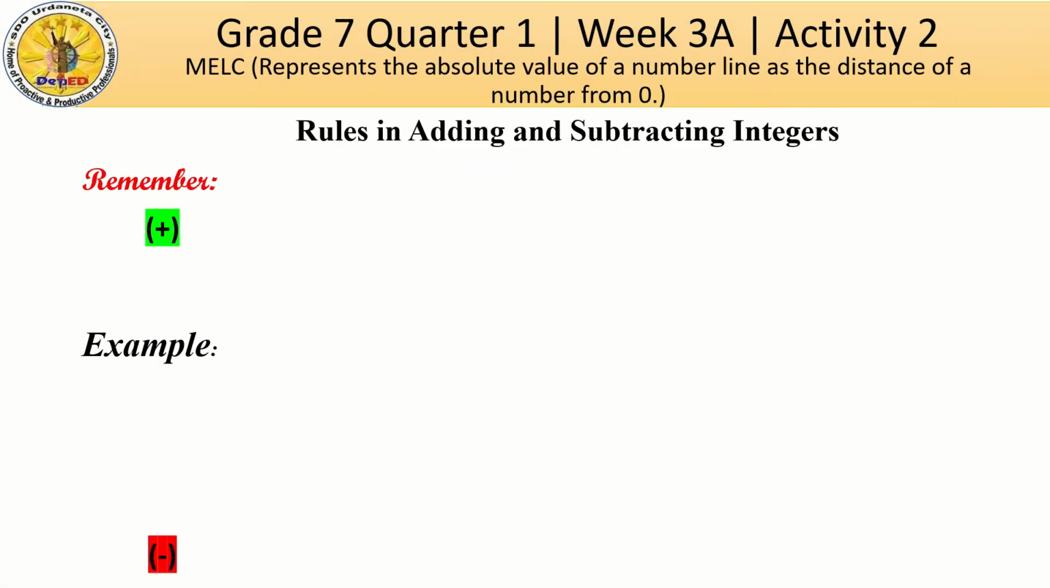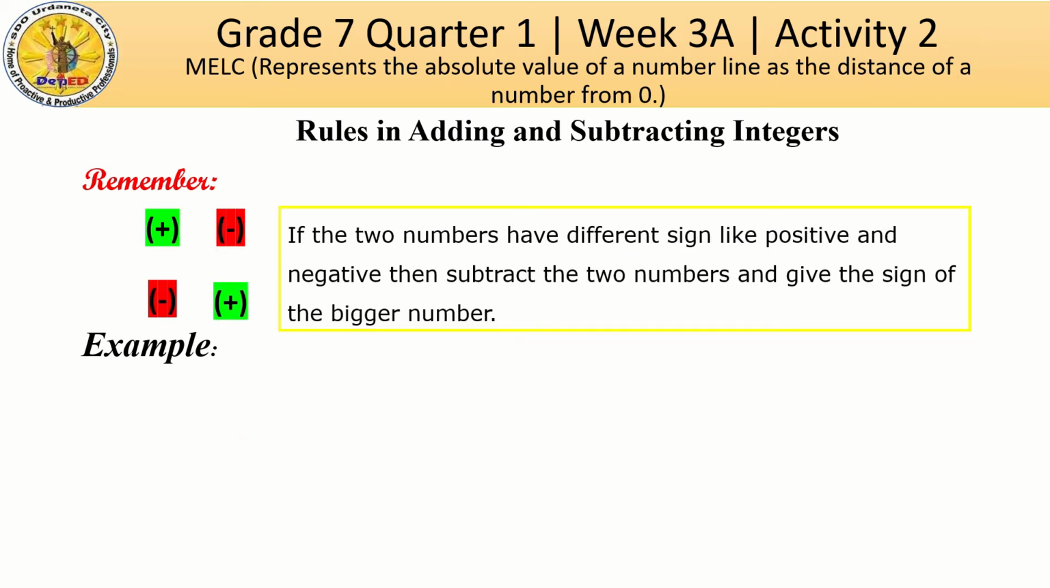How about if they have different signs? So if two numbers have different signs, like positive and negative, then subtract the two numbers and give the sign of the bigger number. So the operation that we're going to use is subtraction.